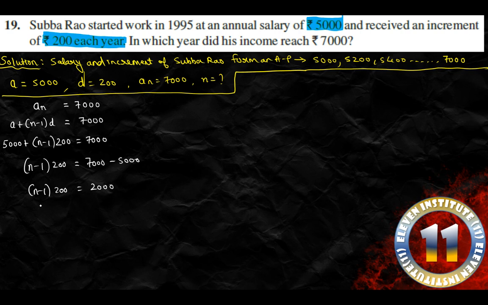This 200 will go to the division, right? So 2,000 divided by 200. So these two zeros will cancel. 20 upon 2 we get 10. So n will be 10 plus 1, 11.